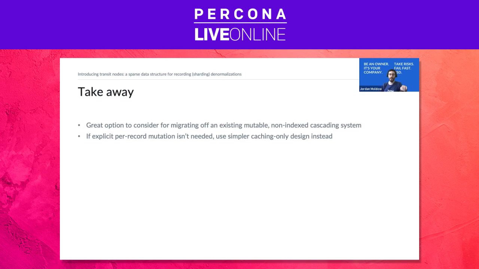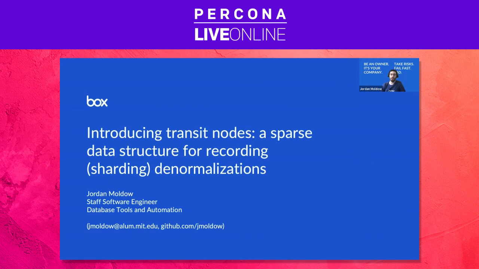On the other hand, if you don't have that key requirement of having that explicit per record mutation, it might just be simpler to use a caching only design instead. And so this definitely isn't a one size fits all solution. It has that specific niche where you need to do that per record mutation. And that's it for the transit node system.